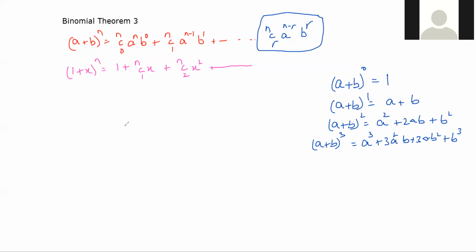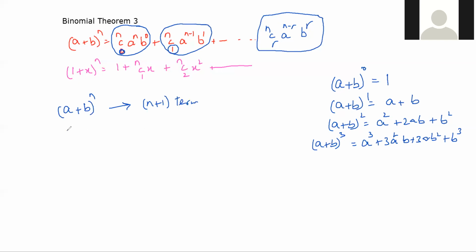So if you have a binomial with the power n, this will have n plus 1 terms in it. Now you look at this general term over here, nCr a raised to n minus r, b raised to power r. If it is the first term, that is T1, what is your r here? That is 0. If it is the second term, what is your r here? Can you see that? r is 1.